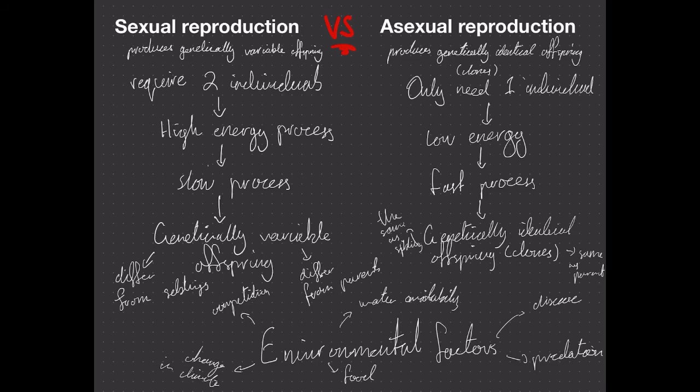Sexual reproduction, on the other hand, requires two individuals. It's high energy. You've got to go find them. You've got to impress them. You've got to produce that baby and then grow it. Okay, it is a slow process, but we produce genetically variable offspring who are different from both their siblings and their parents. Okay, this variability being the real strength, meaning that if there are changes in the environment, they are more likely to survive, pass on those genes, and continue that population in that area.